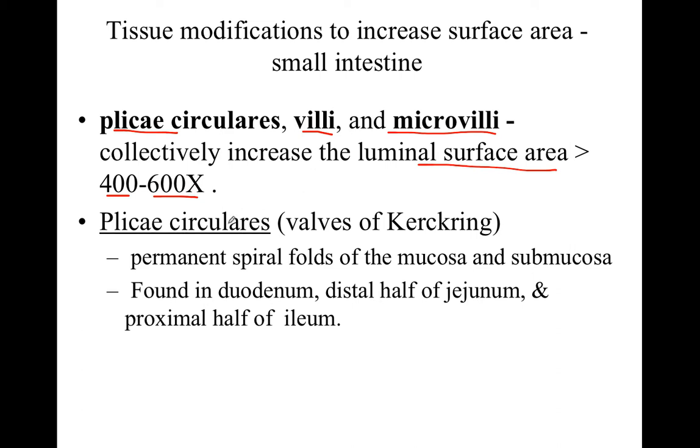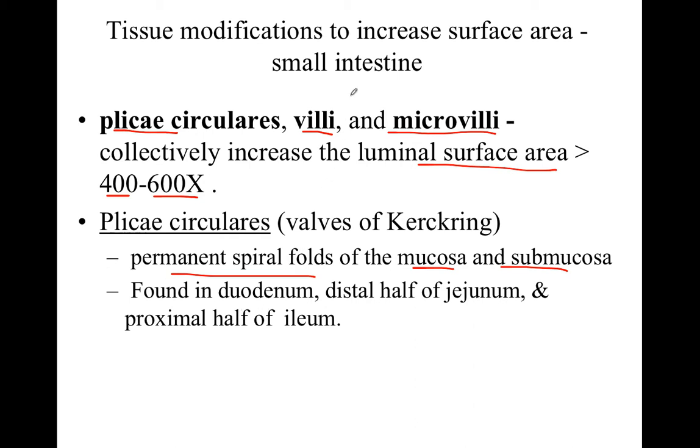The first one is the plica circularis, or the valves of Kerckring. These plicae circulares are permanent spiral folds of the mucosa and submucosa. Permanent means they do not disappear when the small intestine fills with food. They stay the same. This is different from the gastric folds that we saw in the stomach, which are not permanent and disappear when the stomach is full.